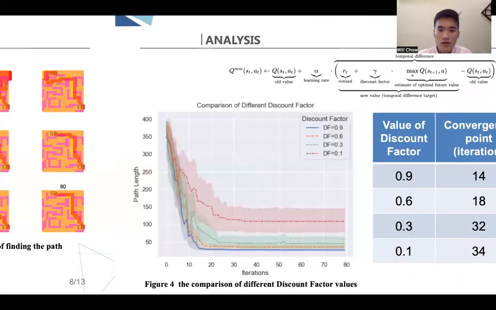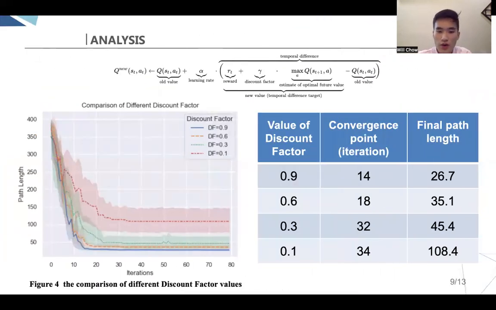Okay, from this slide, I'm going to show everyone why I use 0.9 to set the DF. First thing first, DF represents the discount factor, ranging from 0 to 1. The closer the discount factor is towards 0, the more agents tend to consider the short-term benefits. The higher the discount factor, the more agents are concerned about the future, which is long-term reward.